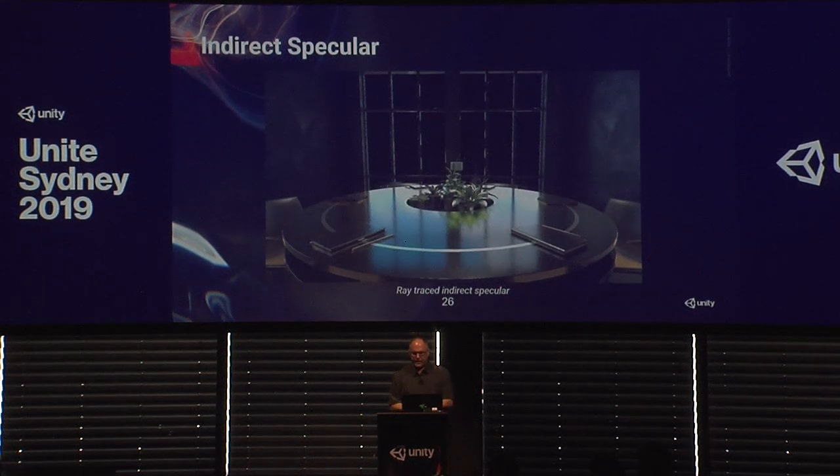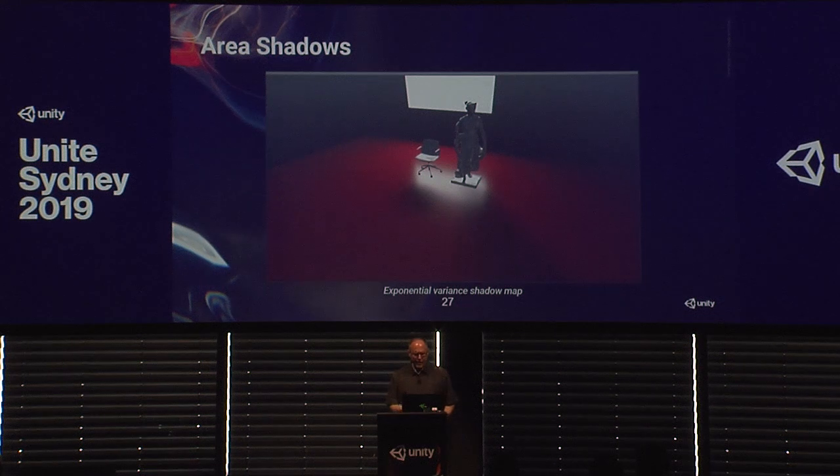And then ray traced indirect specular gives us an even more beautiful look. That's it. That's kind of the holy grail. Looks really nice. Things like shadow maps, that's not a very good shadow. We start to introduce ray tracing, and we get a little bit better.